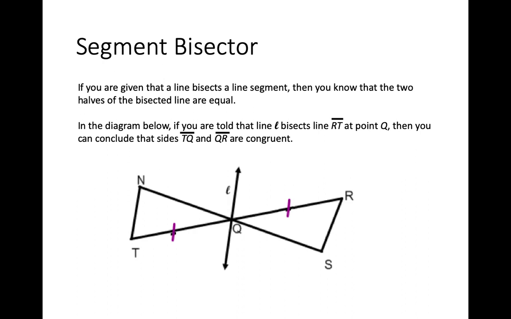This gives you at least one side of your triangles that is congruent. Note that in this particular example, you can also see that because these two lines, NS and RT, intersect, you also have opposite angles that are congruent. So you actually have a side and an angle. But that's a segment bisector technique.